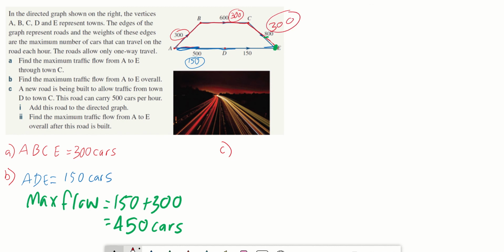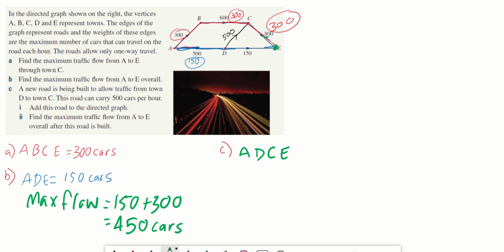So let's add this road that they're talking about in. It goes from town D to town C, so that's in that direction, and it can carry 500. So suddenly we have another possible route around this network. So the new possible route that we could get is A, D, C, E. So now we have added that, so that's part I done.